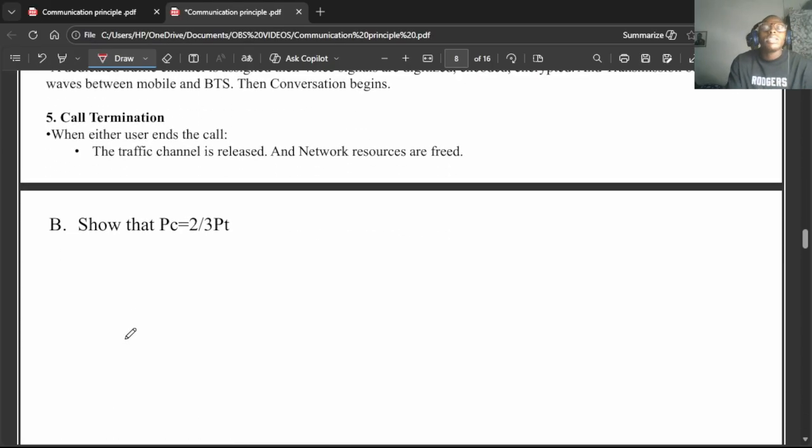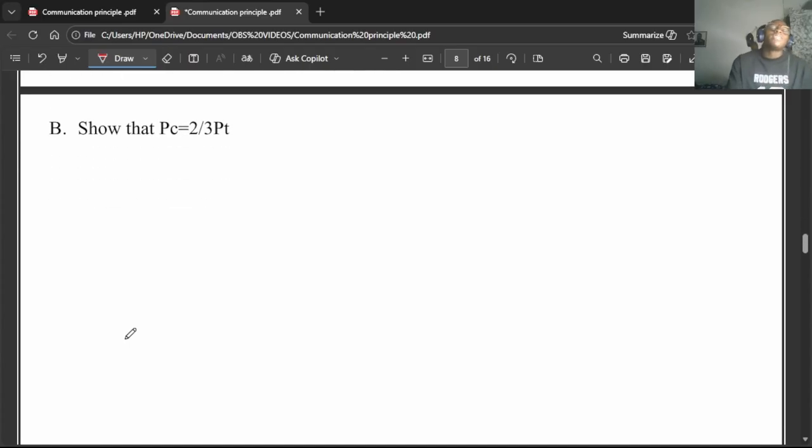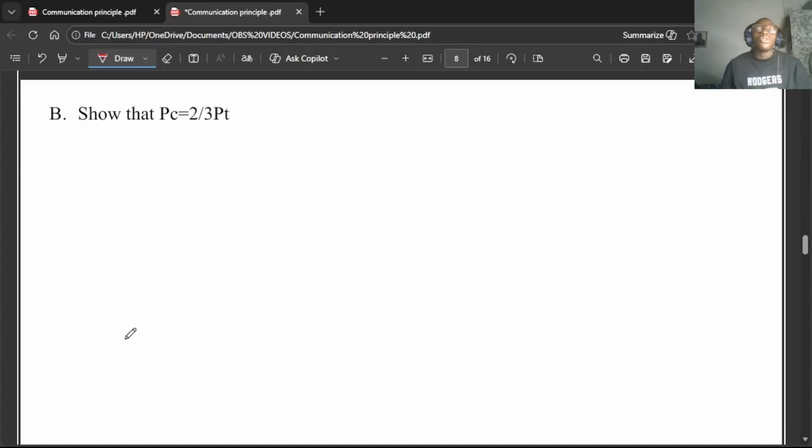What's the next question? The next question is a kind of prove question. You have to prove that your carrier power is two-thirds of your transmitted power. That's what you are asked. You are asked to prove that your carrier power is two-thirds of your transmitted power. Now how do you prove this?